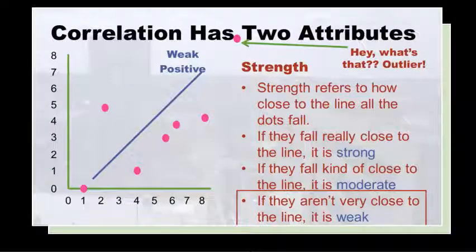And then you can look at this example. It's still a positive correlation. It's still going up. But if you look at the plots, they're all kind of doing their own thing. Everyone's far away from the line. And whoa, what is this? That looks like an outlier. So this type of correlation is going to be weak. It's a weak positive correlation.